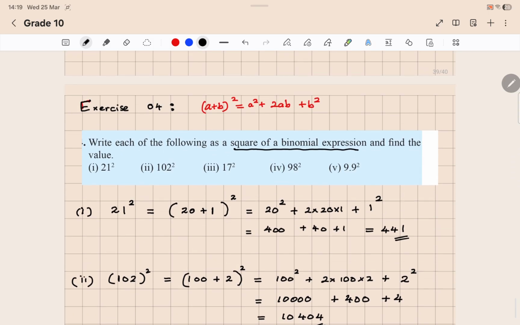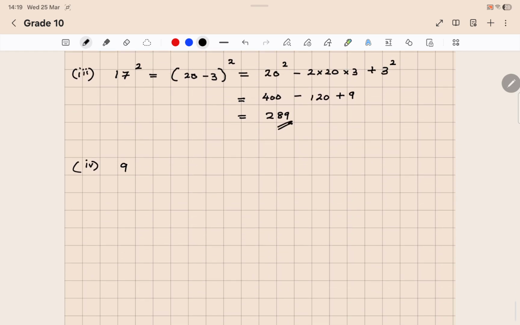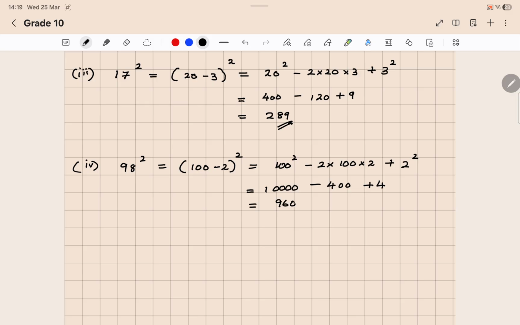Right, let's look at the next one. 98 squared. So this is again a subtraction, no? 100 minus 2, squared. So you get 100 squared minus 2 into 100 into 2 plus 2 squared. So 10,000 minus 400 plus 4. So 9,604.